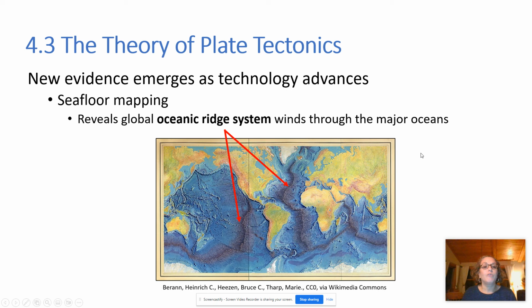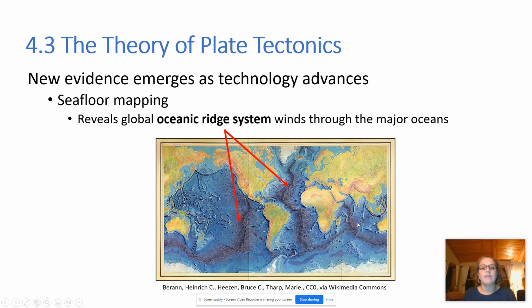So seafloor mapping revealed a global oceanic ridge system. A ridge is a relative high point. Here we're looking at the Earth as if the ocean basins were drained, so we actually see the ocean floor here. And these seams, almost like a seam on a baseball, ran through the ocean basins. That was a feature that was unknown previously, before we had the ability to map the seafloors. Again, we'll make the connection about why that matters in the later sections.